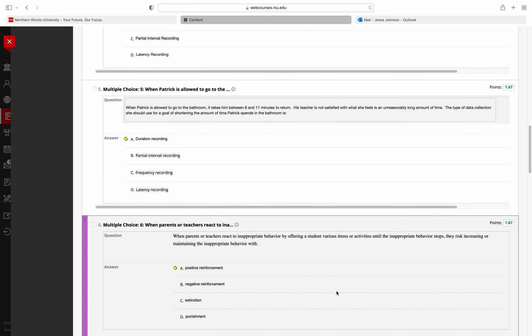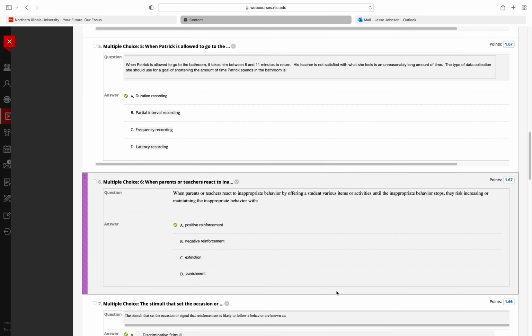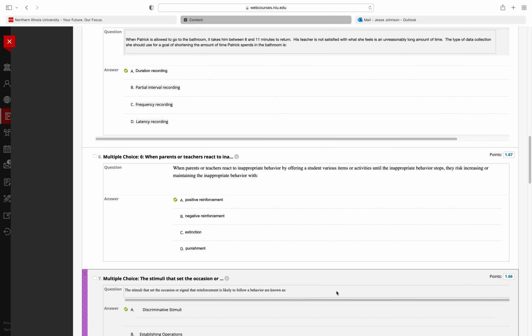This one I think everybody got right. It's clearly duration recording, because you're looking at how long the behavior occurred. I don't think anyone missed this one. This next one I think everybody got right too. The parents, well, we'll go through it anyway.